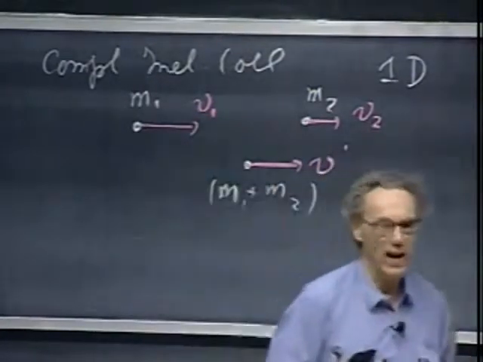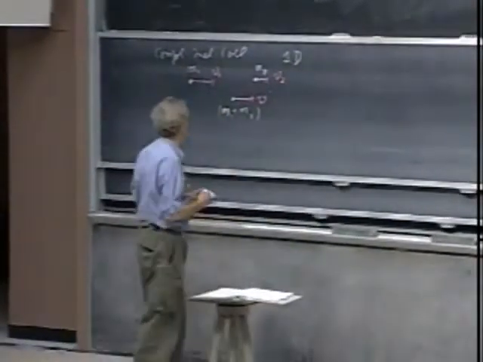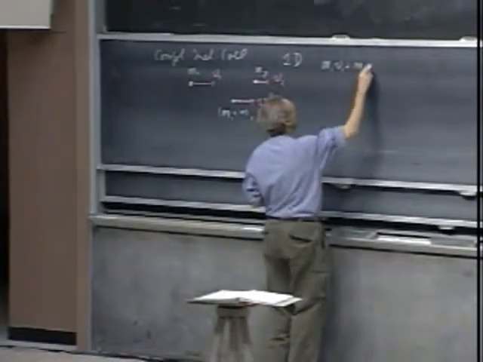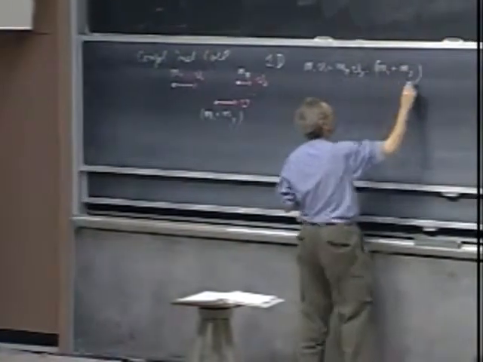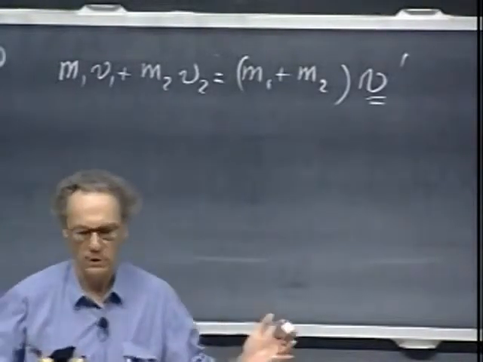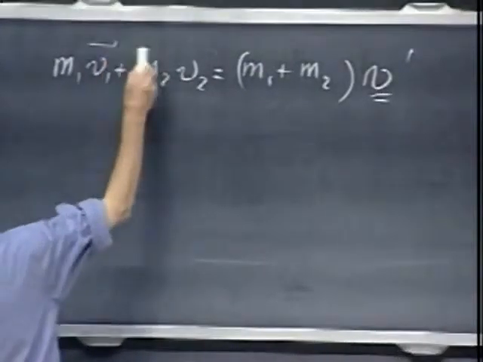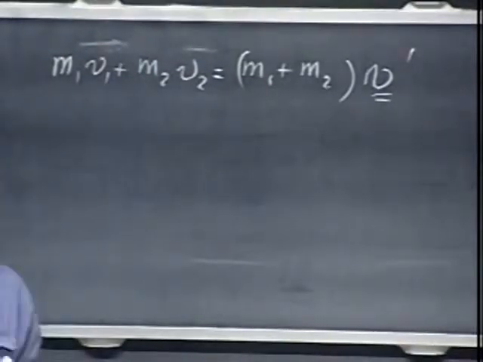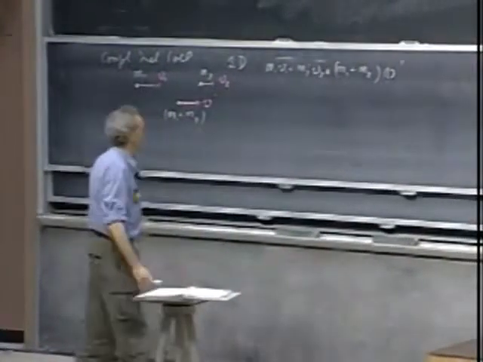If there is no net external force on the system, momentum must be conserved. So I now have that m1 v1 plus m2 v2 must be m1 plus m2 times v prime. One equation with one unknown. V prime follows immediately. You may say, gee, you should really have put arrows over here. Well, in the case that it is a one-dimensional collision, you can leave the arrows off, because the signs automatically take care of that. Kinetic energy is not conserved.